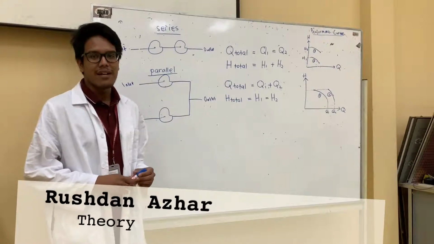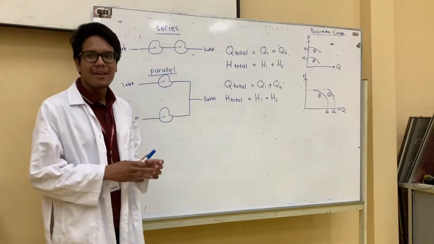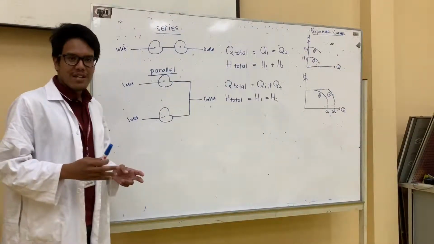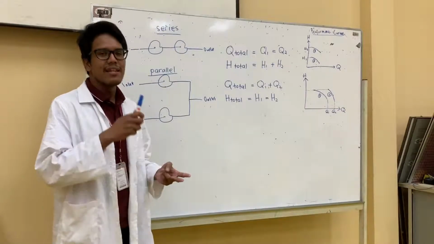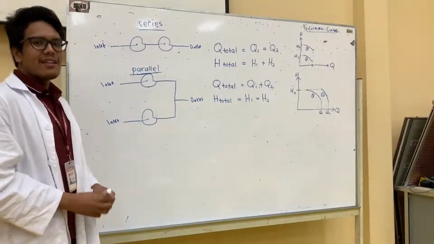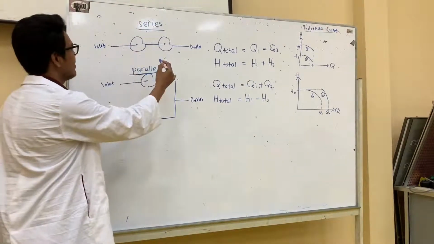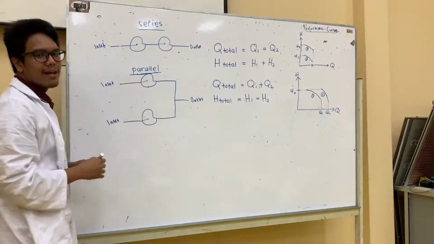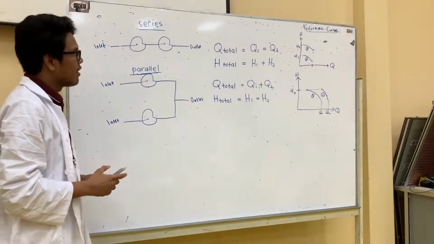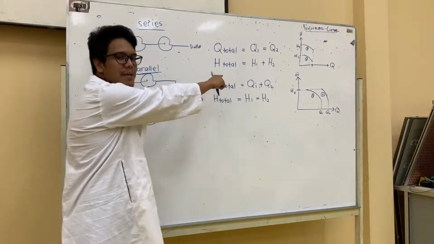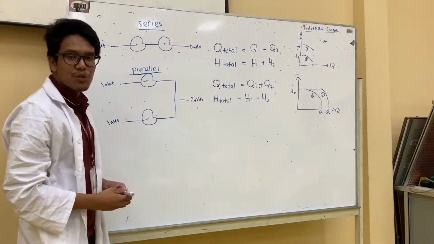Before we proceed with our experiment, let's take a little bit of time to recap our knowledge on pumps. In general, there are two ways of connecting two pumps. It's either in series or parallel. Starting with pumps in series. Looking at the schematic over here, you can clearly see that there is only one inlet involved. What does that mean? It means that Q total is simply Q1 equals Q2.